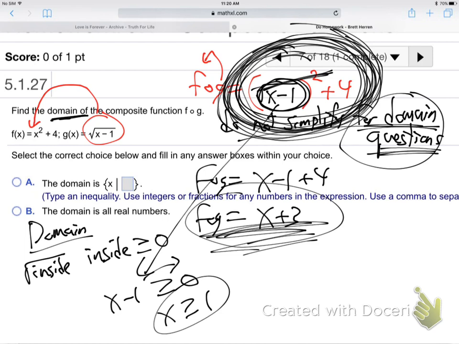That good? Not good? Questions I can answer? All right, so use the original for domain questions. Don't use the simplified version at all.